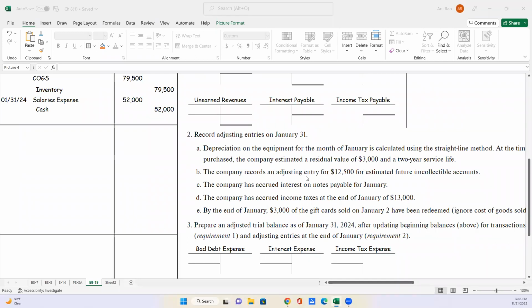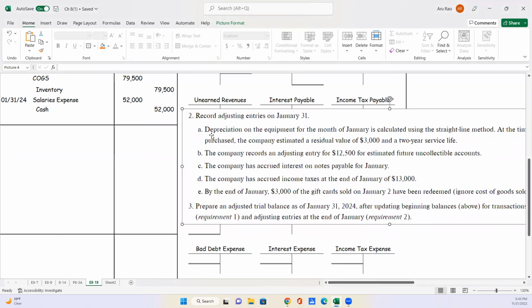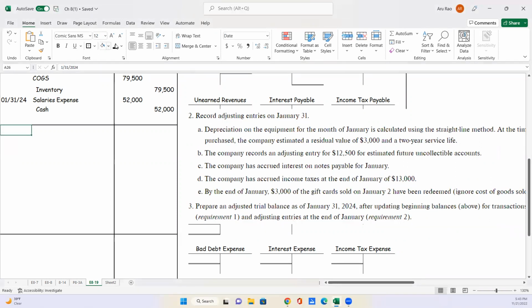So let's continue with the exercise now. In part 2, we've been asked to do the adjusting entries. And the information given over here is, we have 5 pieces of information given. The first one says, depreciation on the equipment for the month of January is calculated using the straight line method. At the time of purchase, the company estimated a residual value of 3,000 and a 2-year service life. So let's first start out with writing our date. The journal entry, the accounts you debit and credit is always the same. Depreciation expense debit, accumulated depreciation credit.